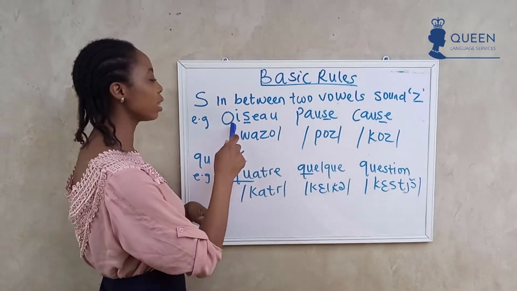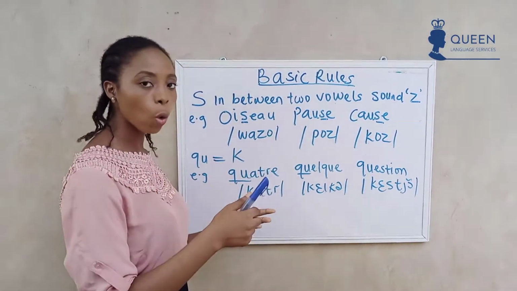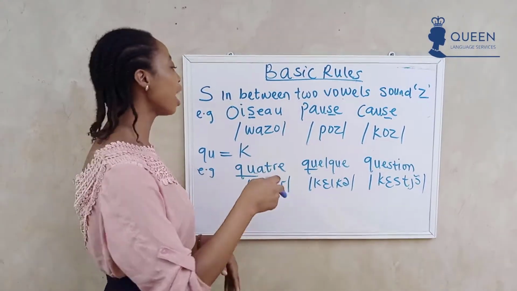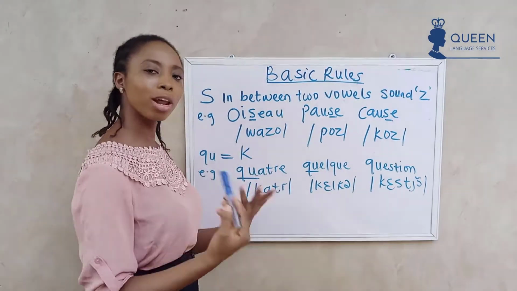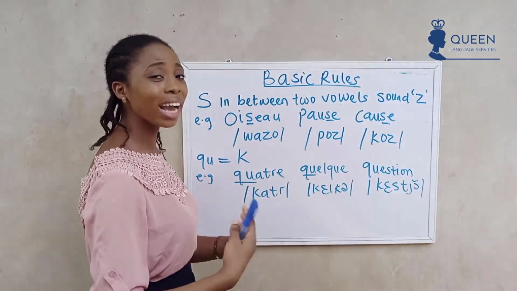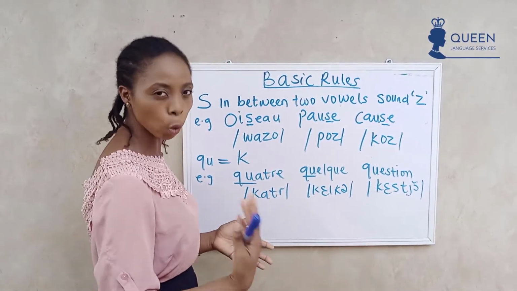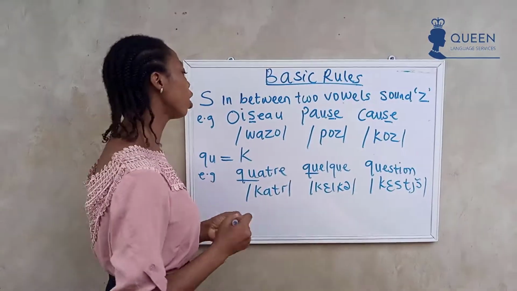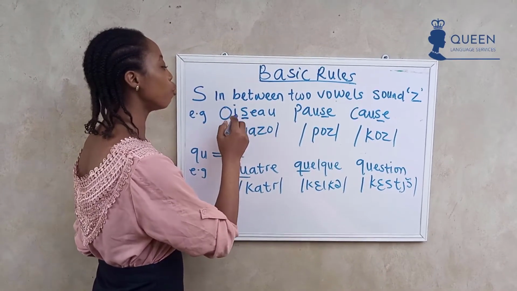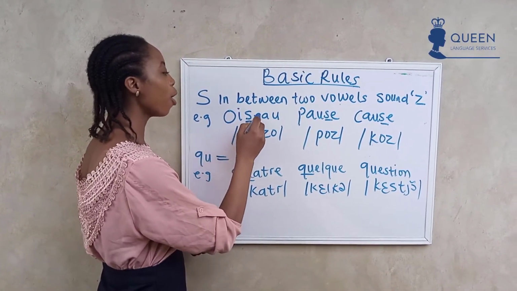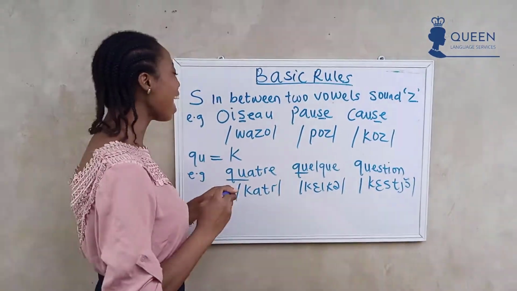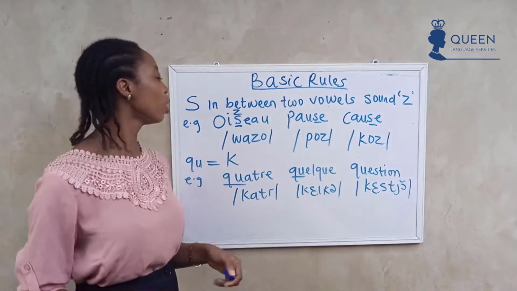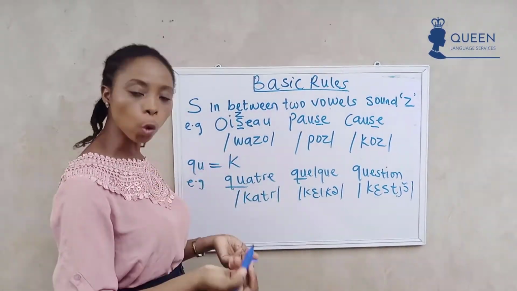We have it in words like oiseau. Can we see that in our written form we have oiseau, but in our pronunciation we have oizeau? Why is it oizeau? Why not oiseau? The S sound. It is because S is in between two vowels. I is a vowel, E is a vowel. So whenever we see S in between two vowels, it gives the sound Z. So we now have oizeau.